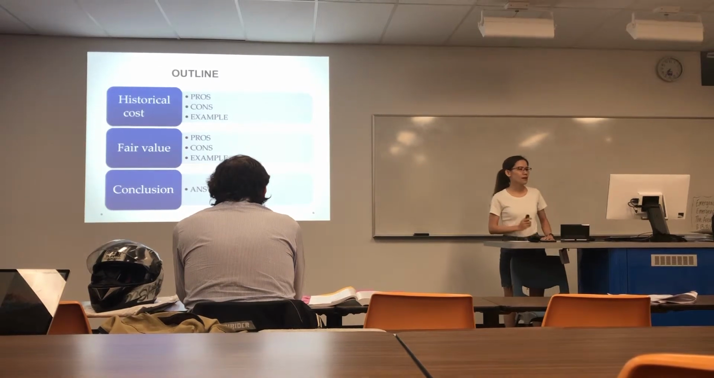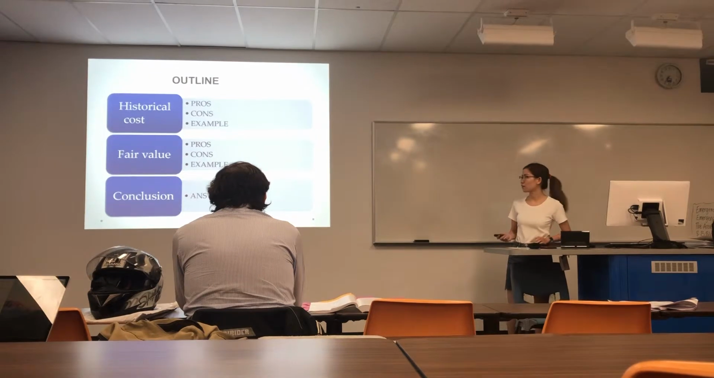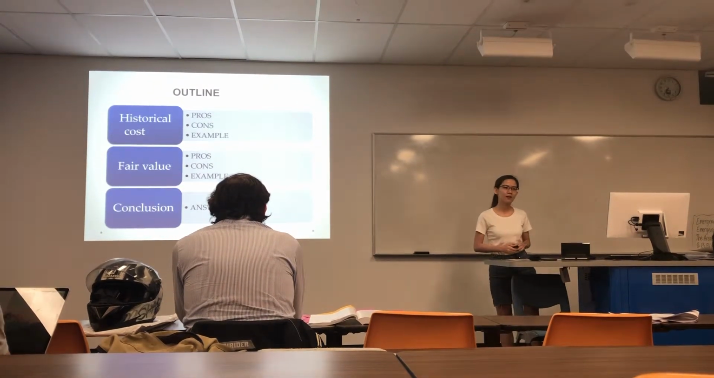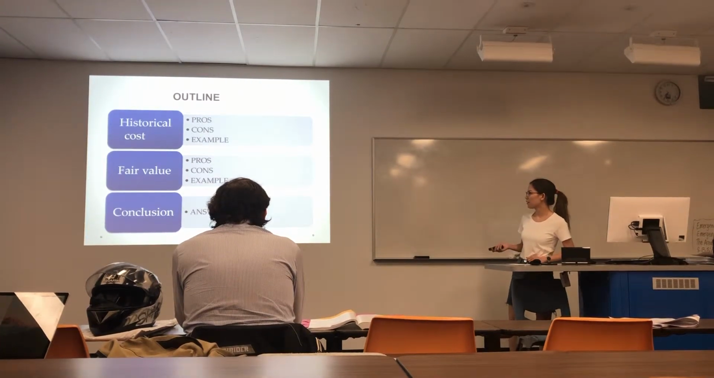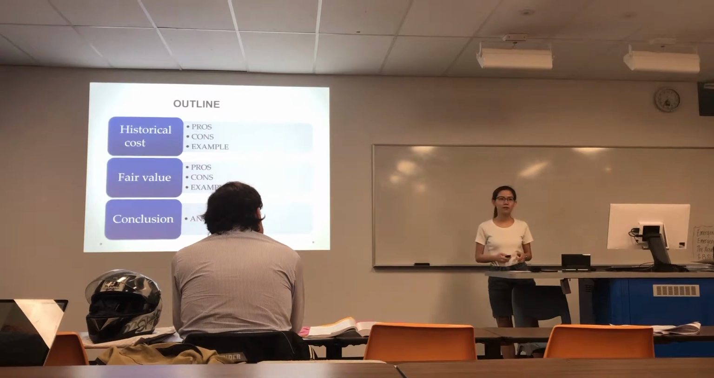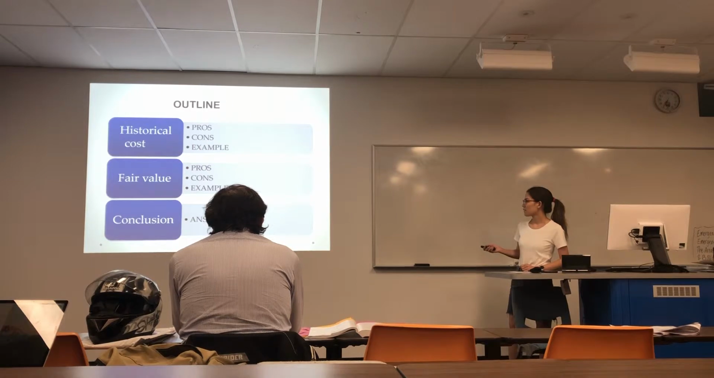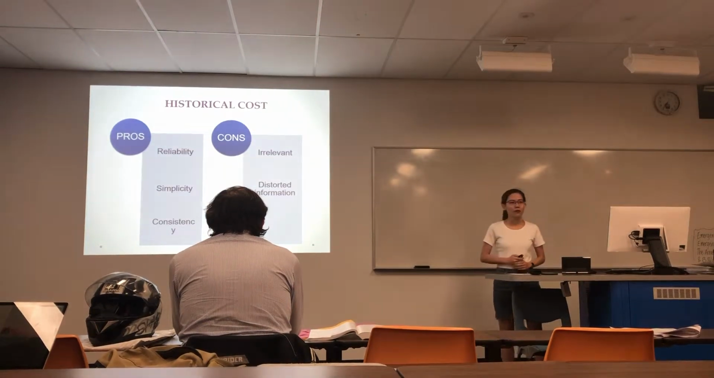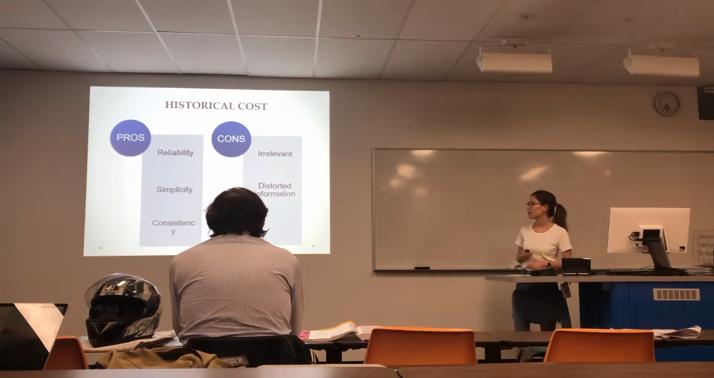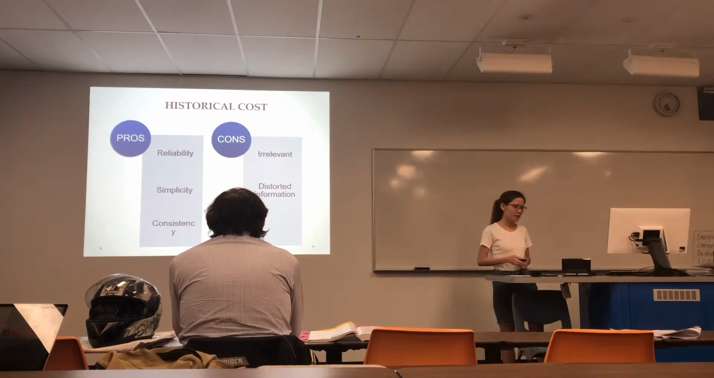Firstly, I will discuss the quality of accounting information produced by historical cost. Secondly, I will elaborate on the quality of accounting information produced by fair value. And finally, I will deliver my answer on which method will provide better accounting information. Now let's move to the first part. With historical cost, we have all been aware that it has reliable information to make decisions.